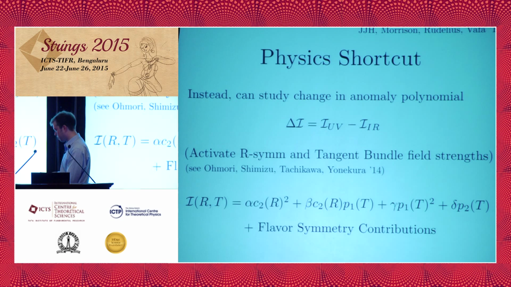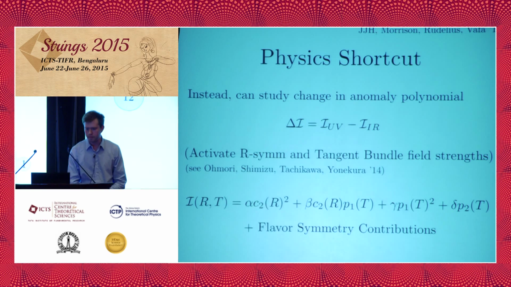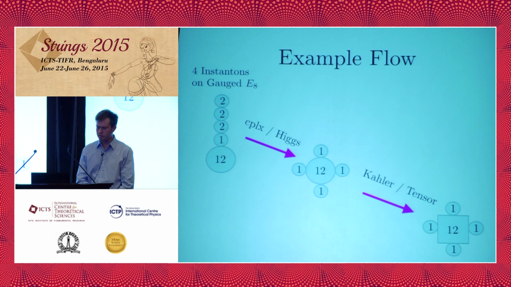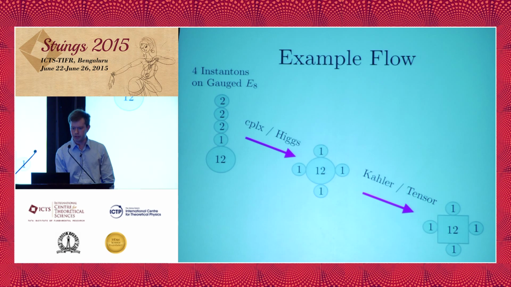So I think Ken will talk more about this, but the basic idea is switching on an R symmetry and tangent bundle field strength, and then tracking the behavior of these 4 coefficients. These are just some formal characteristic classes, and the anomaly polynomial here is a formal 8 form. OK, so here's an example of a flow where you see that. I'm almost out of time, so I'll quickly get to the rest of it.